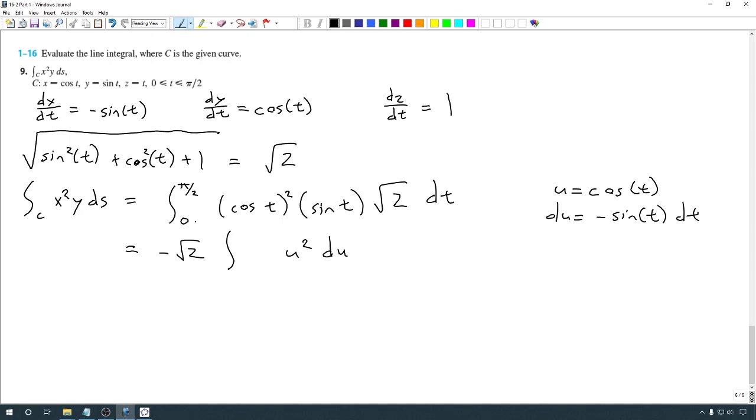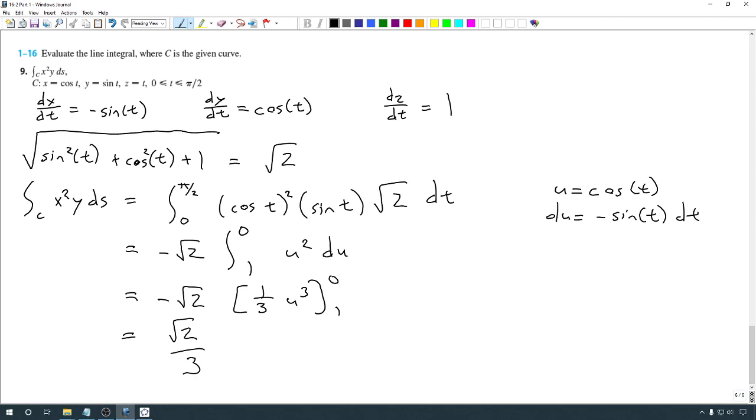Now we need to figure out what happens to the 0 and pi over 2. We plug those into cosine. Cosine of 0 is 1. Cosine of pi over 2 is 0. And this is pretty easy to integrate now. Integral of u squared is 1/3 u cubed. Taking that from 1 to 0. Essentially, the negative here is going to swap the order here. So we end up getting to just plug in 1. The 0 gives us a 0. But we end up getting square root of 2 over 3.